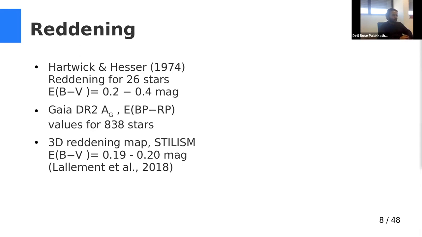So they suggested the cluster may be suffering from differential reddening. We also have Gaia DR2 data, and we have Gaia extinction measurements for 838 stars, but not for all the stars in the cluster. So we need the measurements for all the stars in the cluster because we are going to do individual models. So we need to correct for individual extinction values. So we took the 3D reddening map by Lallement et al.